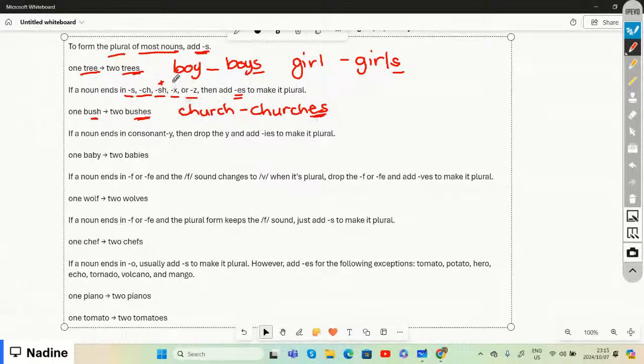If we look at a word that ends with an X, like for example, box, we have one box. But if we want to show that there's two or more, then we say boxes. And what do we add? We only add an ES to show the plural form. Yes, well done. Churches. So all we do is add an ES. The same with boxes.